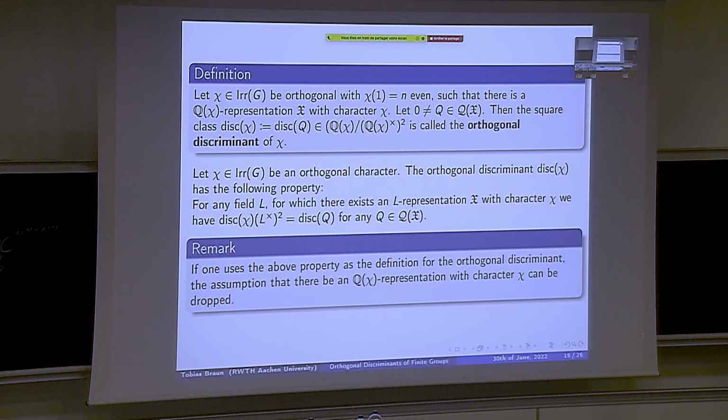So if you want to use this definition, you can do it. It's more general, and, well, in some sense it's better. But I think it's way easier to motivate the above definition with the character field being involved there. That is some sort of the smallest field for which you can realize the character, and then you get this property in a natural way.